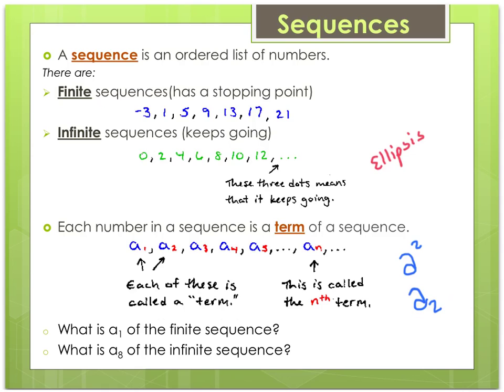So now we want to find A sub 1 or A1 of this finite sequence up here. So we want to identify what is the first term in this sequence. So the first term here is going to be -3. What about A sub 8 of the infinite series? So if I look at this infinite series, A sub 8 is going to be the 8th term. So counting, this is A1, A2, A3, A4, A5, A6, A7. So A8 is going to be the next term. So following the pattern, it looks like each time I am adding 2, so the next term is going to be 14.